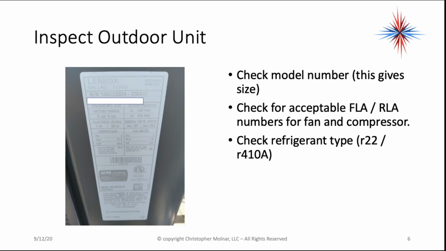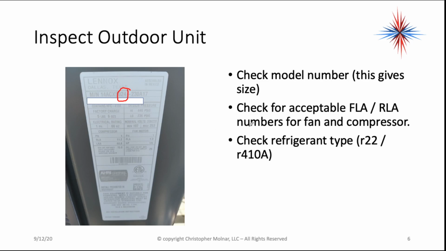Okay, check the model number. This gives you the size. In this case, when we look at the model number, you can find most sizes of units right in the model number. In this case, there's 024. That's a 2-ton outdoor unit. Okay, it's AC only. Again, Lennox and everyone else has different nomenclature for their model numbers, but you can also find it.